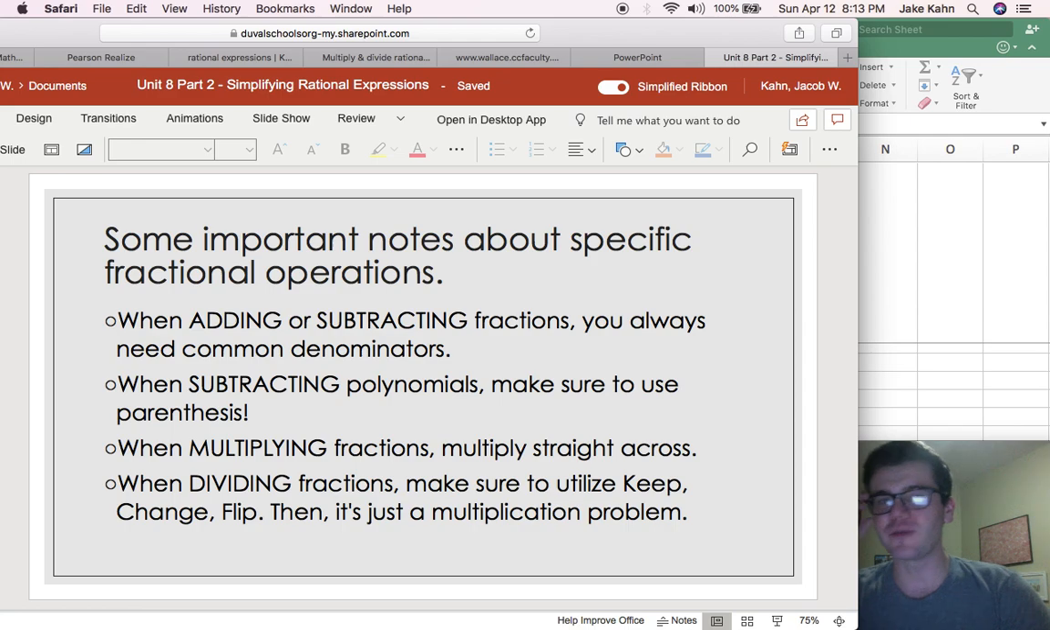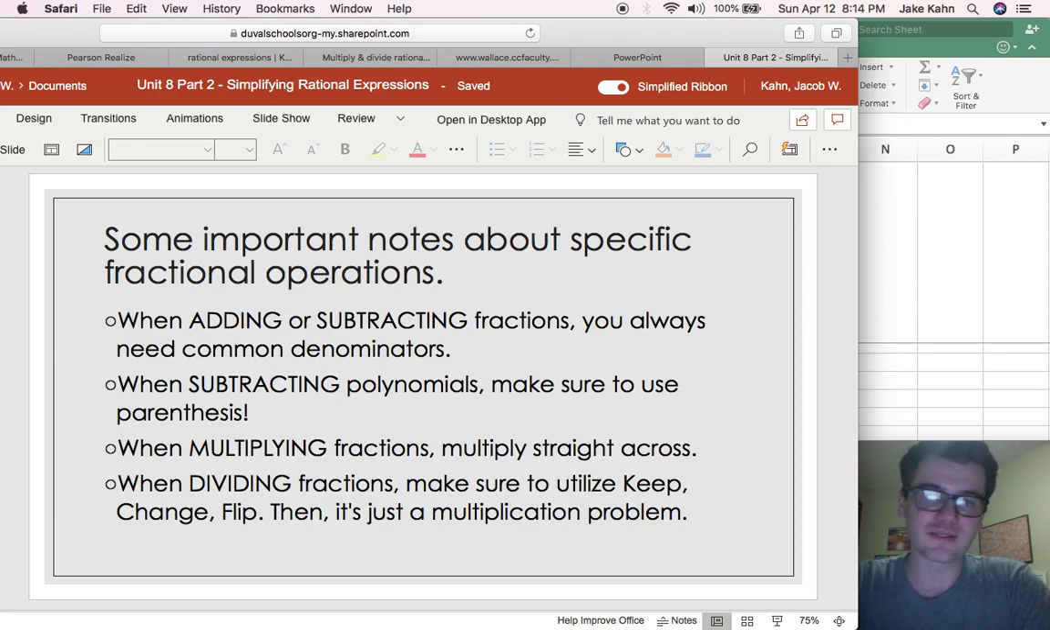Some important notes about specific fractional operations. I'm not going to do just addition and then just subtraction, that sort of thing. I'm going to be talking about all of them at once because you know how to add, subtract, multiply, and divide fractions. That's not new. What's new is this new context. You're seeing more complicated problems with polynomials on top and bottom of the fractions.